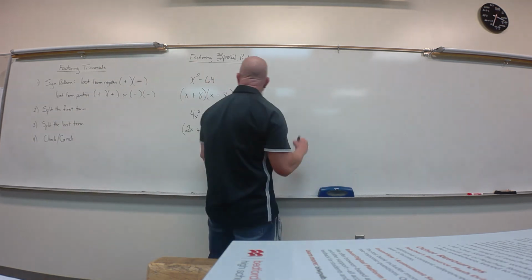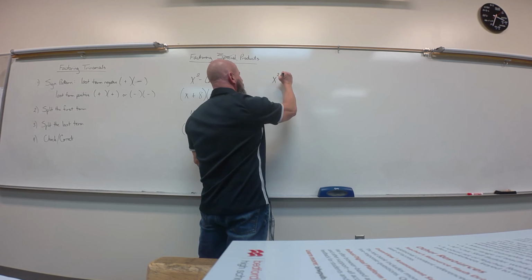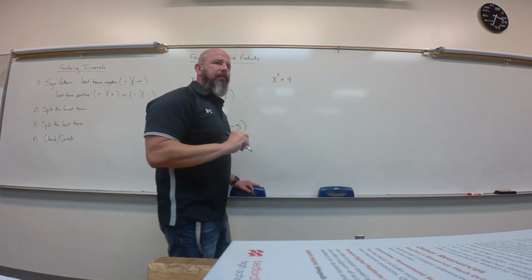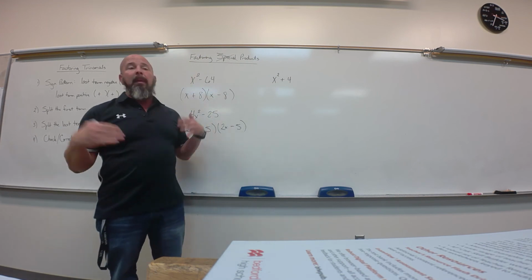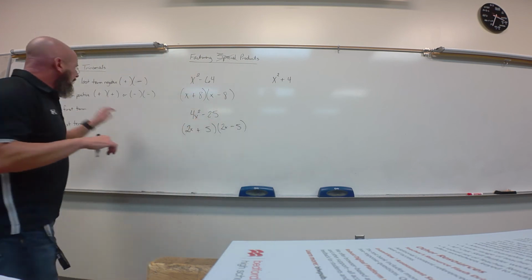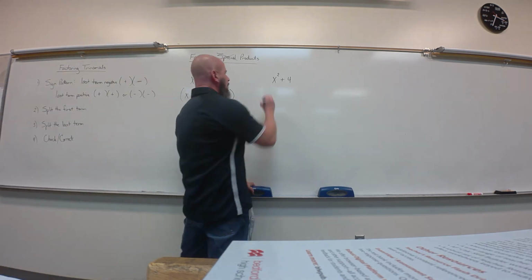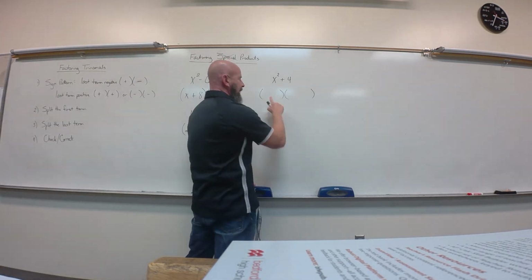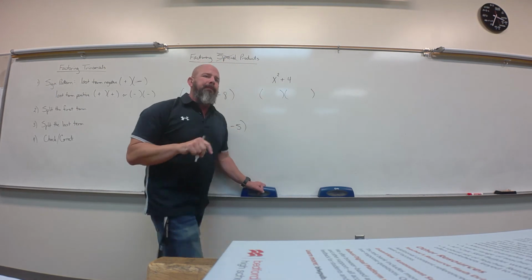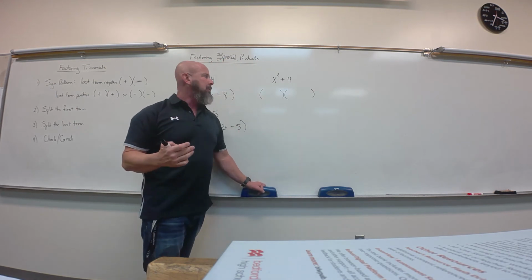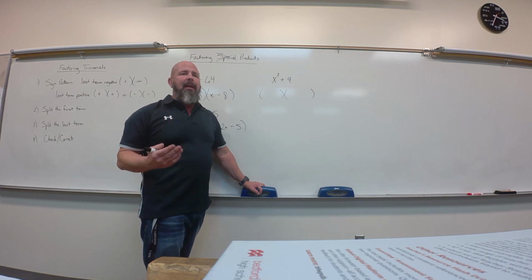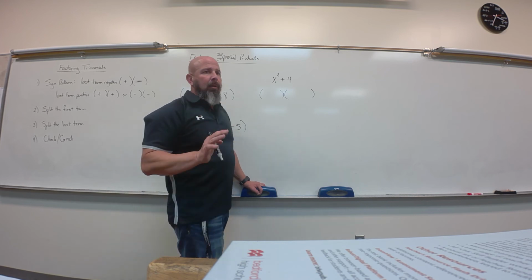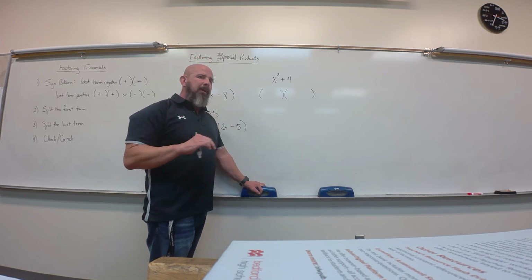Now, what if the last term's positive? If the last term's positive, I'm supposed to look at the middle term. I know they're alike, so either I have two positives or two negatives. In order for me to try to factor this thing, I know they're the same, and I'm supposed to look at the middle term. There is no middle term. That means I cannot set up the sign pattern. If I can't set the sign pattern up, I can't factor it. The middle term is going to tell me.